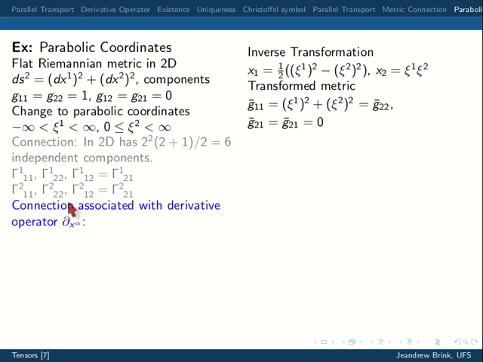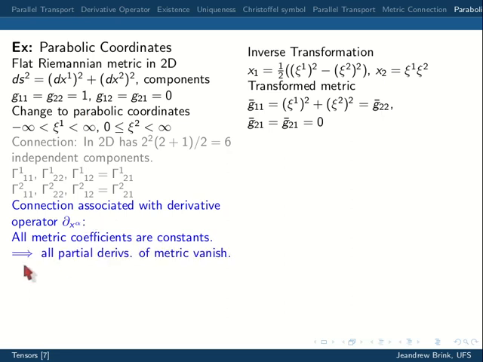Okay, so the connection associated with this derivative operator d/dx^a, in this case where all the metric coefficients are constant, you basically have all the partial derivatives of the metric vanishing. So all these guys for this metric are 0.